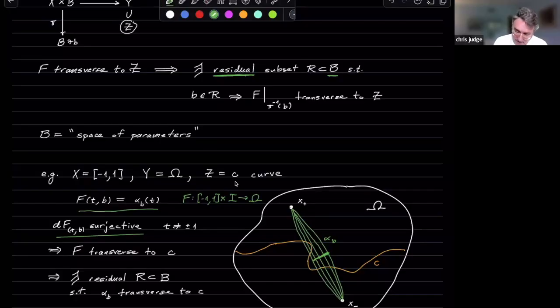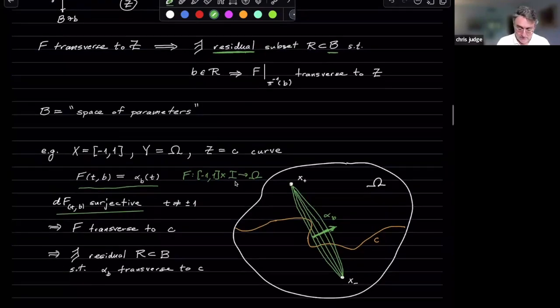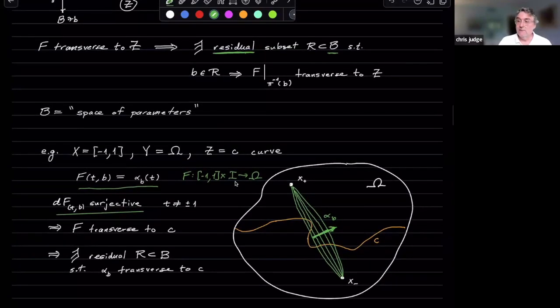Right. So by adding in the parameter b, when I take the derivative, I now have this new direction that I get in the image. So this map, the capital F, will now be surjective. And in particular, it'll be transverse to C, because if it's surjective onto the tangent space, then it doesn't matter what C is, actually. It's vacuously transverse to C.